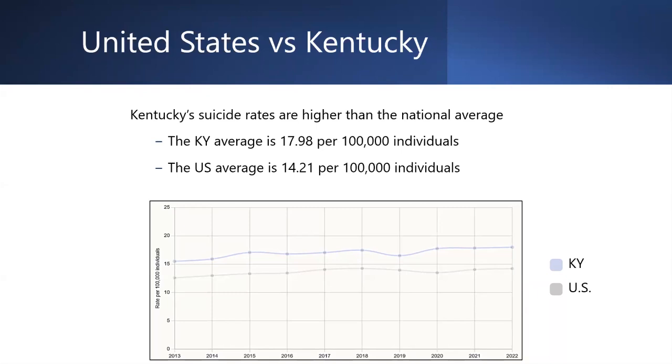As you can see by looking at the graph, over the past 10 years, Kentucky, which is represented by the blue line, has consistently stayed above the United States, represented by the gray line.